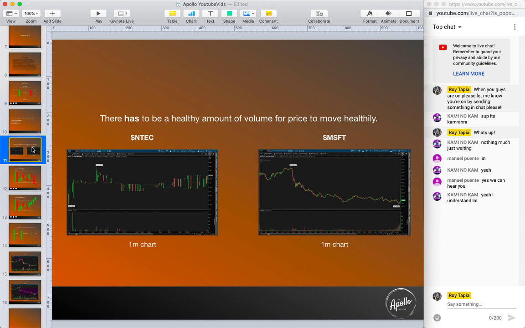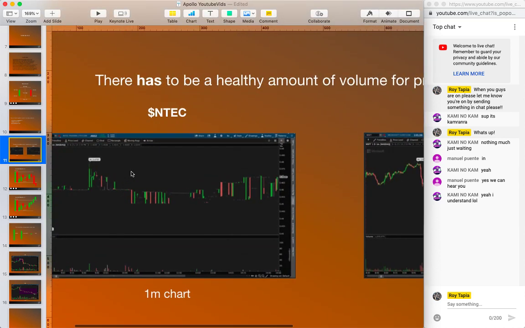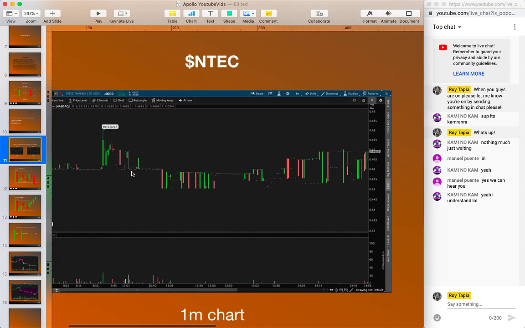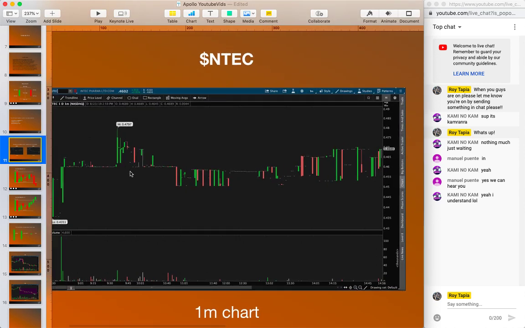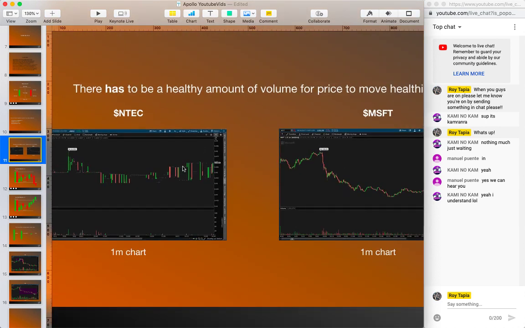But overall, we are going to be looking at price action strategies. The inside bar pattern is a price action strategy, and you need a healthy amount of volume for price to move healthily. On the left-hand side, I have an example, Intech. Both of these are 1-minute charts. If you take a look, it looks choppy. This is how stocks with little to no volume, in comparison to the rest of the market, look. They look ridiculous. Price is at 46 cents a share, which is a common theme with low volume stocks, penny stocks. And these are really exaggerated examples here.